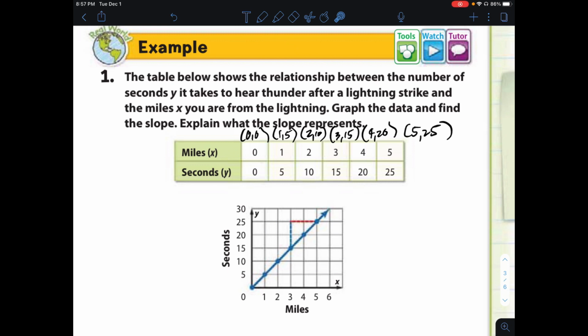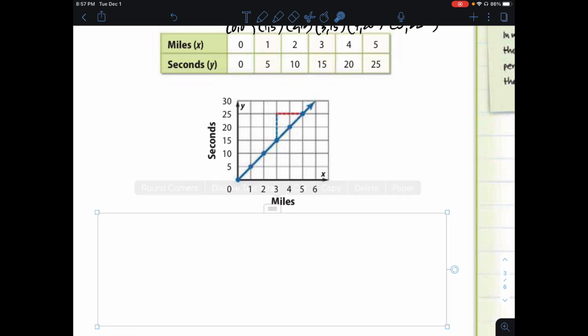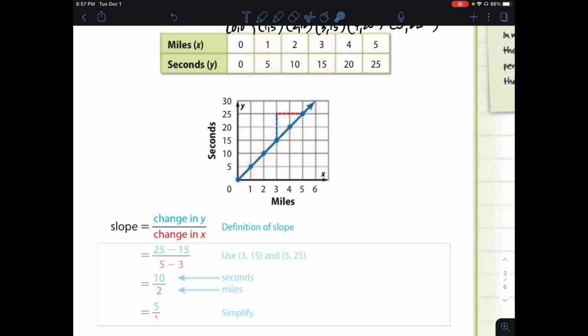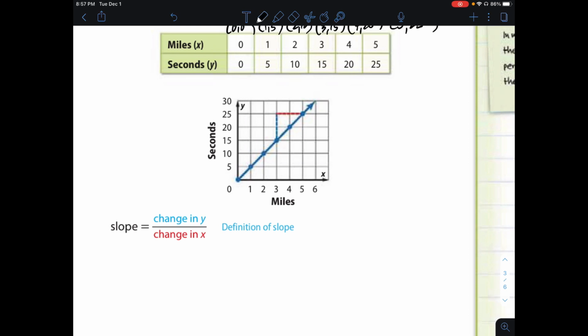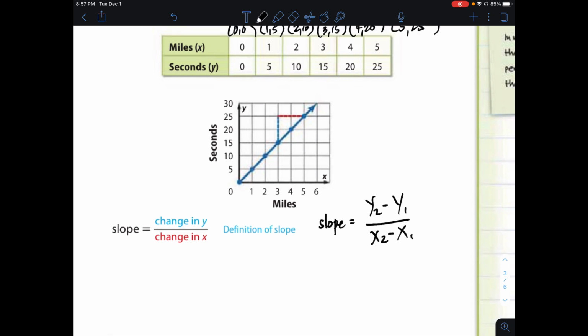Okay, so according to what we learned about what slope is, we know that the definition of slope is the change in y over the change in x. Remember what I told you about the formula for slope as well. So slope is also the same as y2 minus y1 over x2 minus x1. Now, how does this formula work? Let's take a look at the 2 points that they used here.